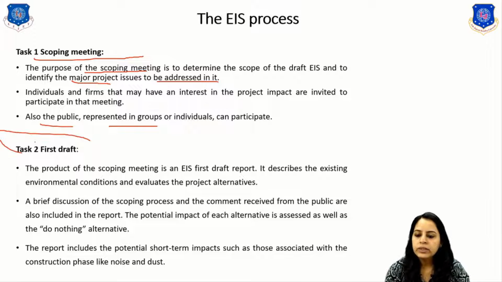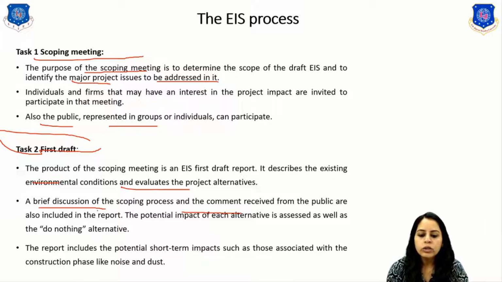The second task is the first draft. The product of the scoping meeting is an EIS first draft report. It describes the existing environmental condition and evaluates the project alternatives. A brief discussion of the scoping process and the comments received from the public are also included in this report. The potential impact of each alternative is assessed, as well as the do-nothing alternative.